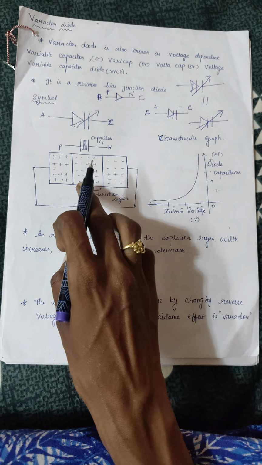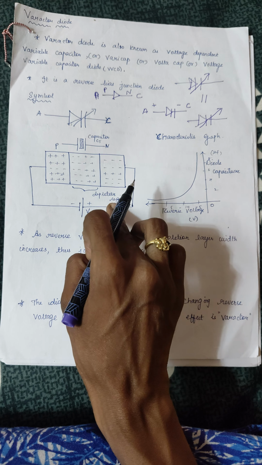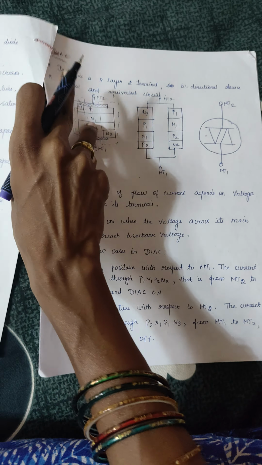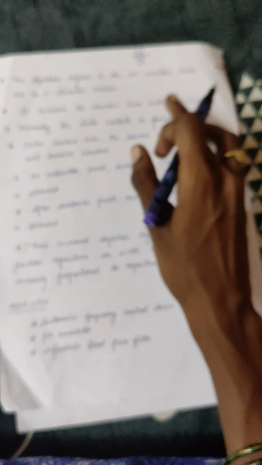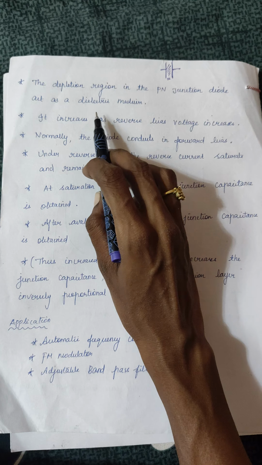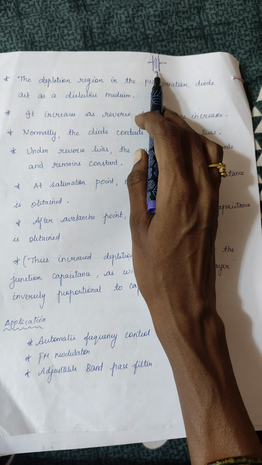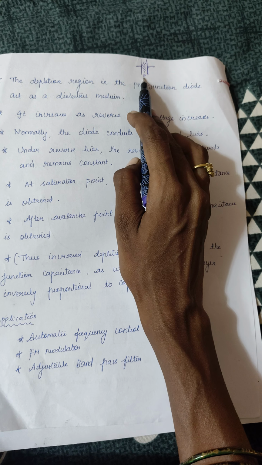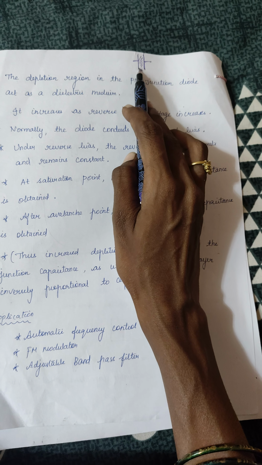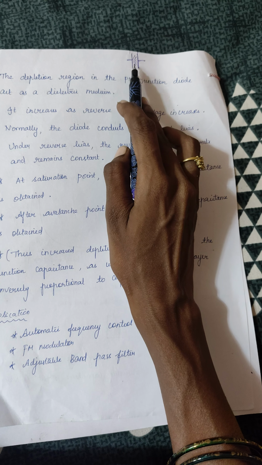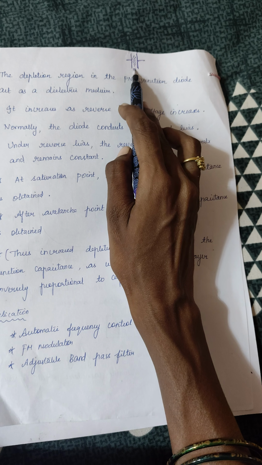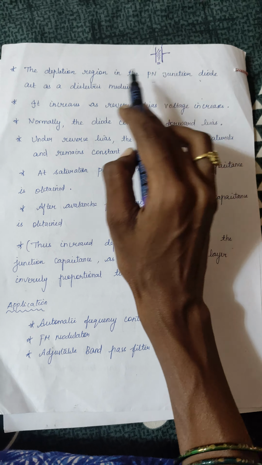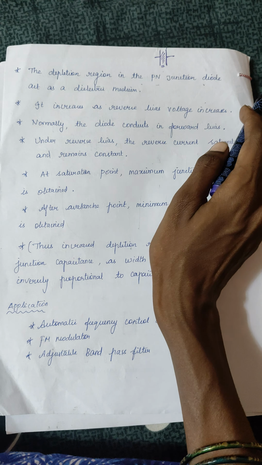Also, the depletion region is like a dielectric medium. The depletion region in the PN junction diode acts as a dielectric medium. How? This is a capacitor, with two plates and the center part being a dielectric medium. Compare this with the PN junction diode: it has two terminals and the center one is the depletion region. So the depletion region in the PN junction diode acts as a dielectric medium.